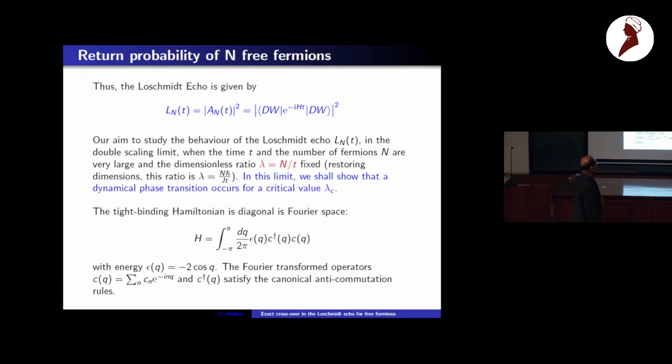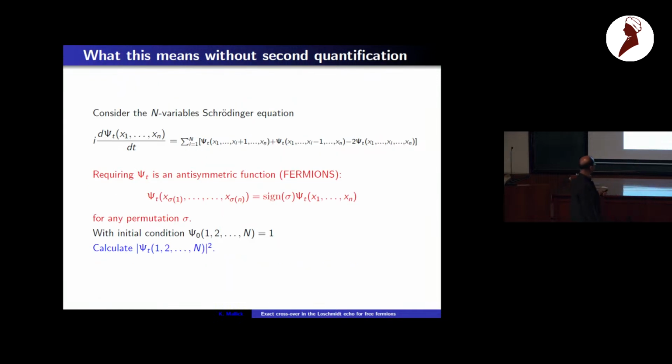So this is a non-interacting problem. It is time-translation and space-translation invariant, so it can be diagonalized by Fourier space, and the energies are just given by -2 cos q. The Fourier transform operators, which are creation and annihilation operators of a momentum q, also satisfy the anticommutation relations. So everything is okay.